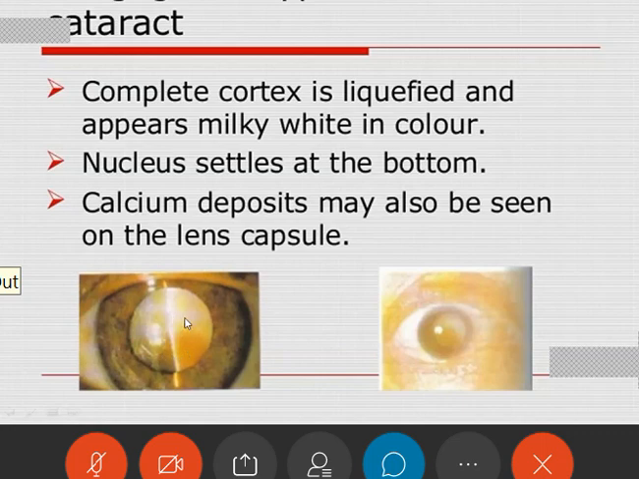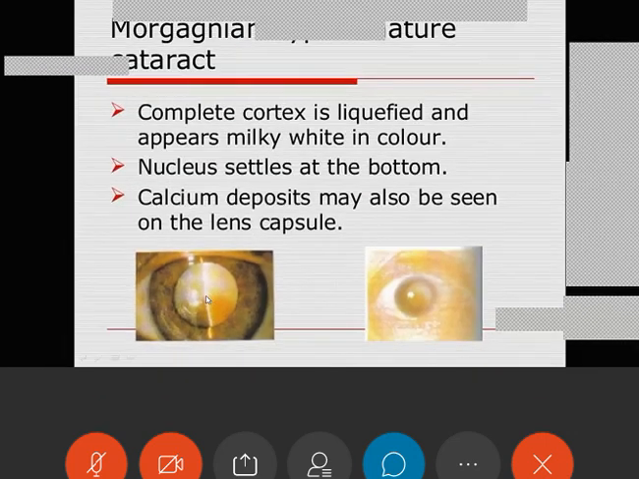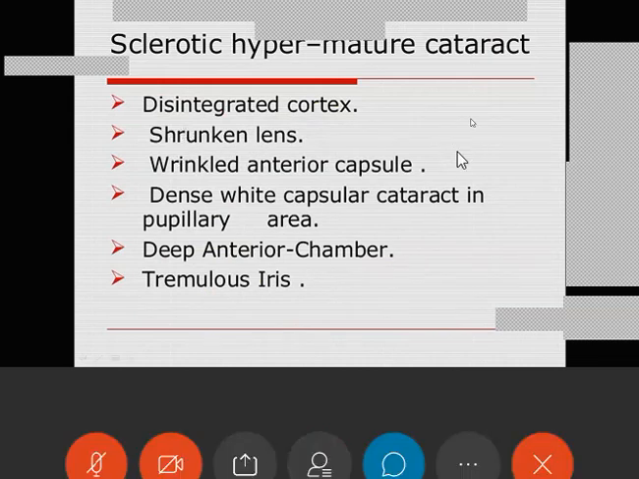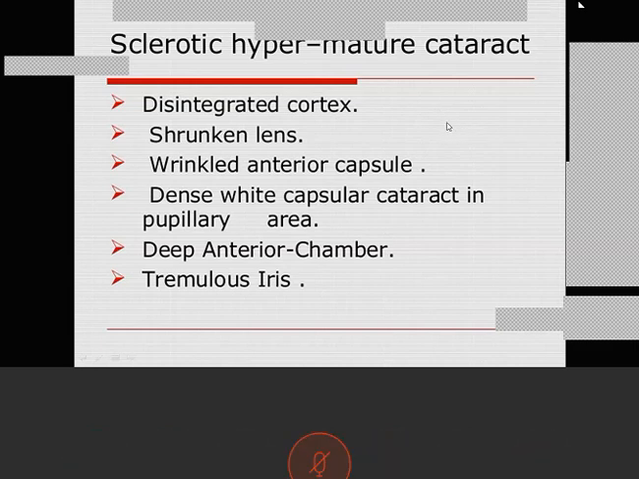Okay. And in addition to that, on the capsule there are some white specks seen. These are nothing but calcium deposits on the anterior capsule of the lens. And then another type of hypermature cataract is the sclerotic hypermature cataract. The one we previously discussed is the Morgagnian hypermature cataract.